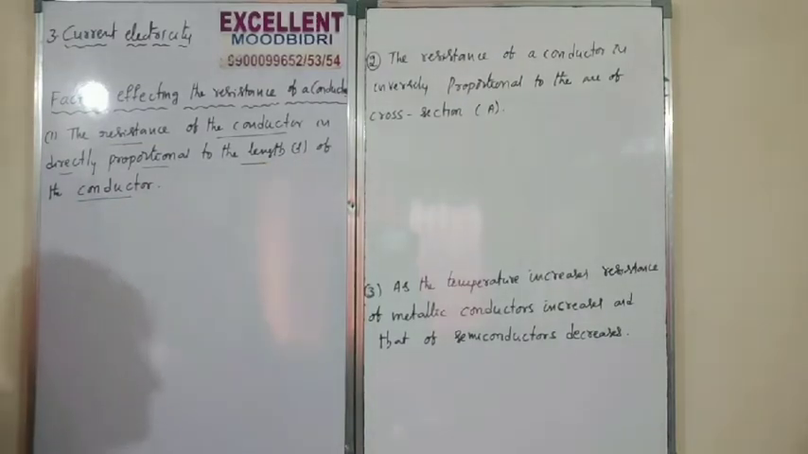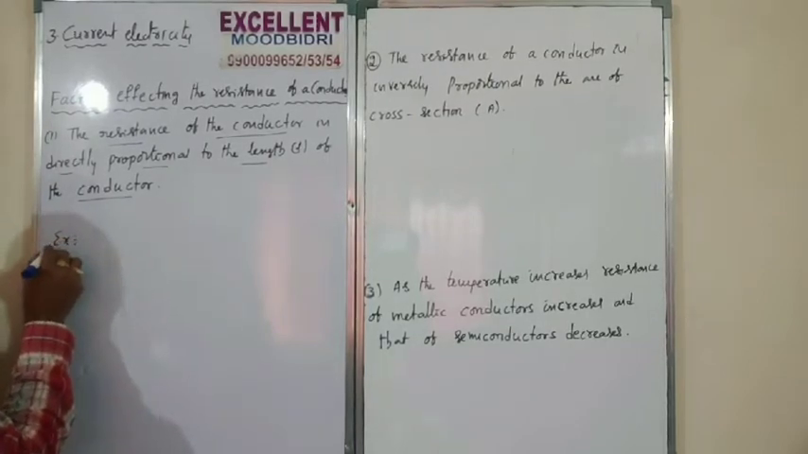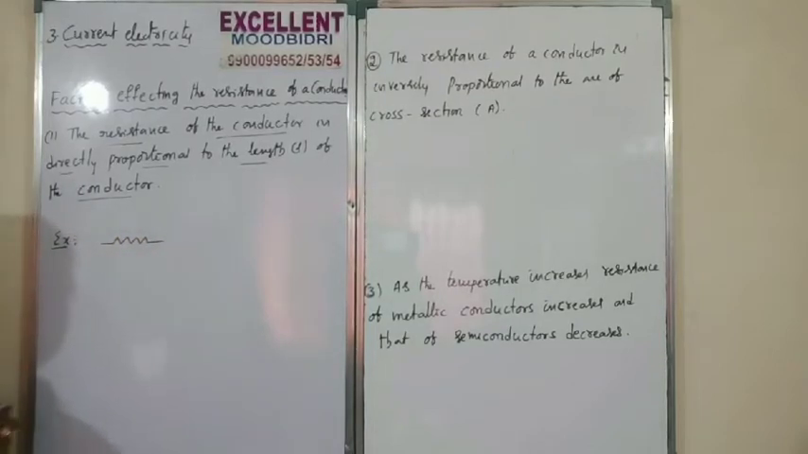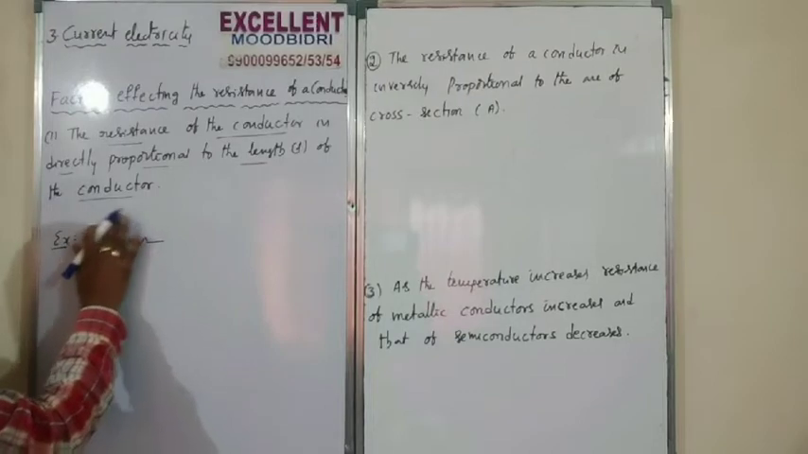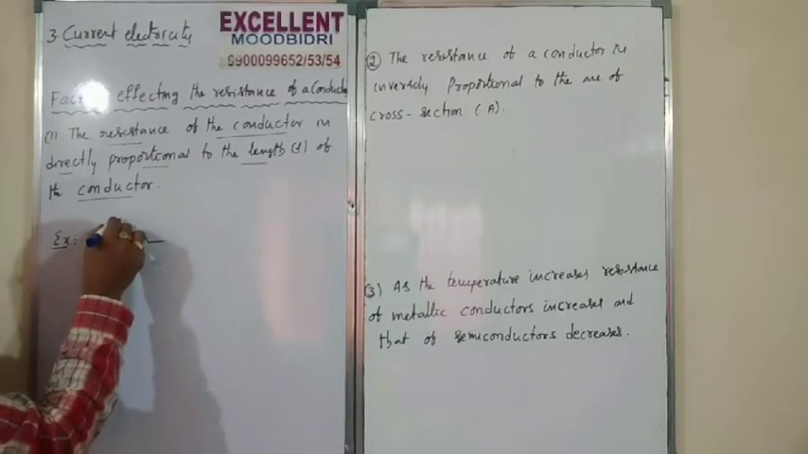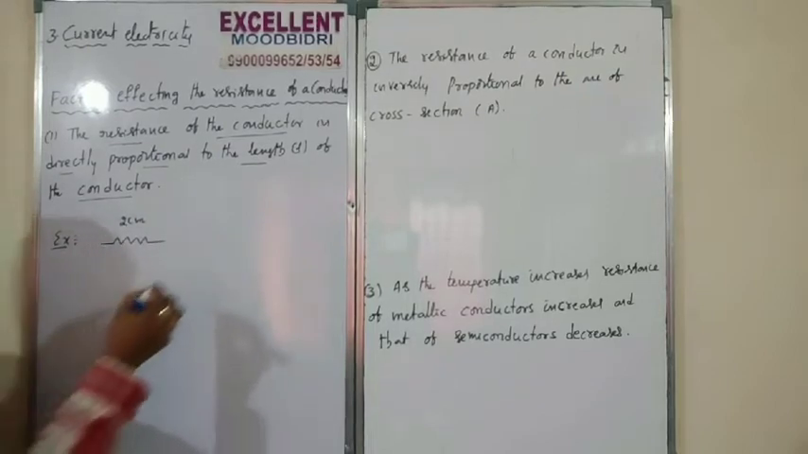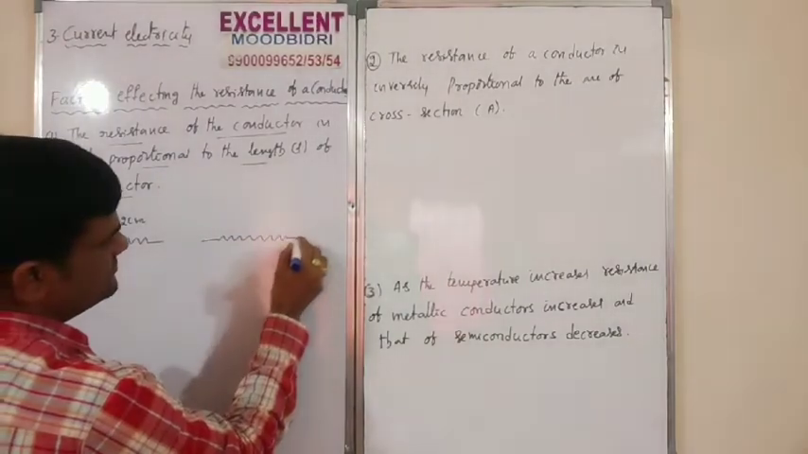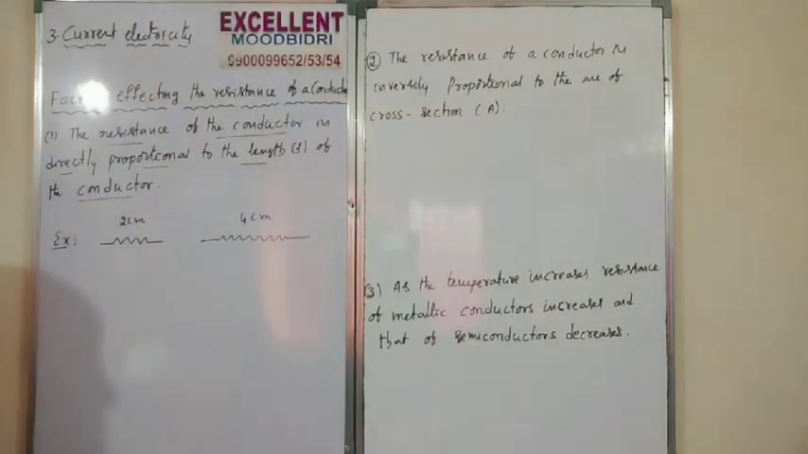Length of the conductor. Okay, so first one is, what is that? Length of the conductor. For example 1 I have given. So this is the, what is that? Resistor. Okay, this is L is equal to length. Length of conductor is how much will be there? So 2 centimeters will be there. Similarly here, the resistor is this much, nearly 4 centimeters will be there.